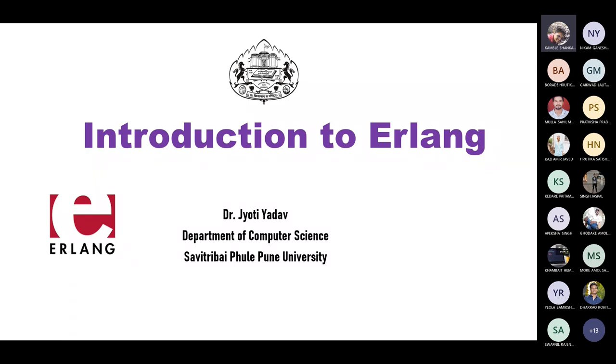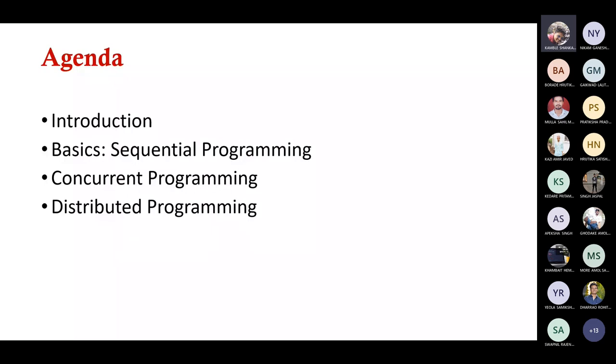There are various other languages also which are used for achieving concurrency, and we have also seen some programs in the previous lectures where we used Python as a language to program concurrency. So basically Erlang is very good at designing concurrent real-time systems. Here we'll go through the introduction, the basics of sequential programming, concurrent programming, and distributed programming. So these are the four different topics that we'll be learning about.